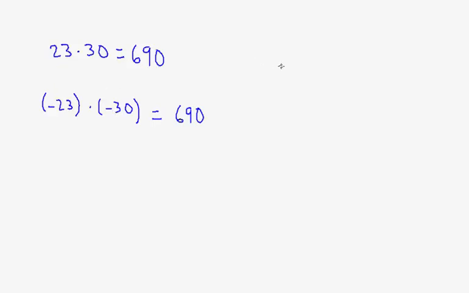The other variations are if one number was positive and the other negative, and there's 2 different ways you could do that. You could make the first positive, the second negative, or vice versa. The first could be negative and the second one could be positive. In this case, it's not necessary to put the parentheses here, but you could. And in both cases, you would get a negative answer because the rules for multiplication say that if the signs are different, the answer comes out negative, and then the actual number would be found by multiplying their absolute values, which we did here, and we got 690.